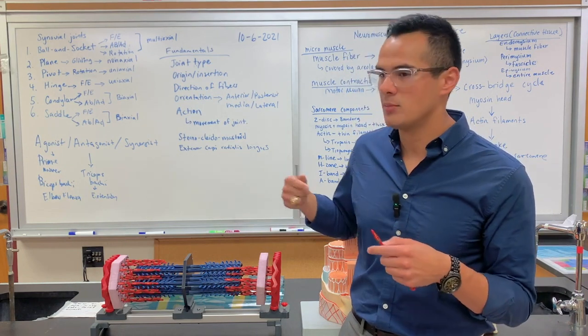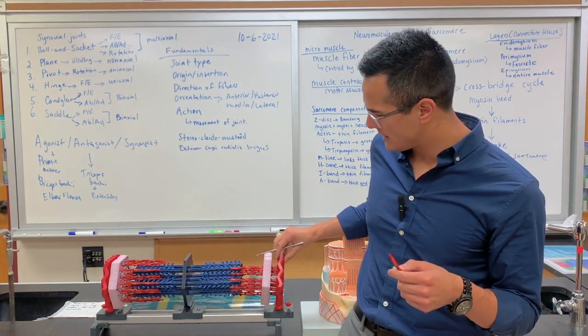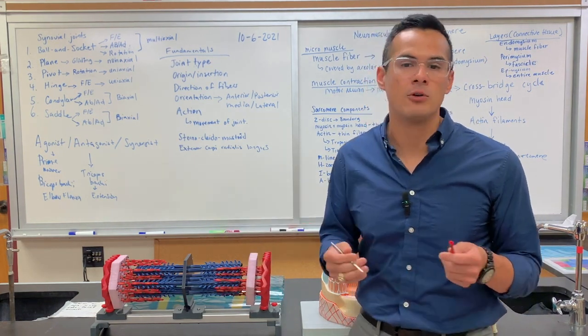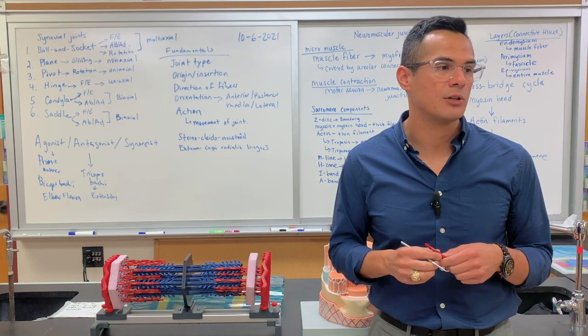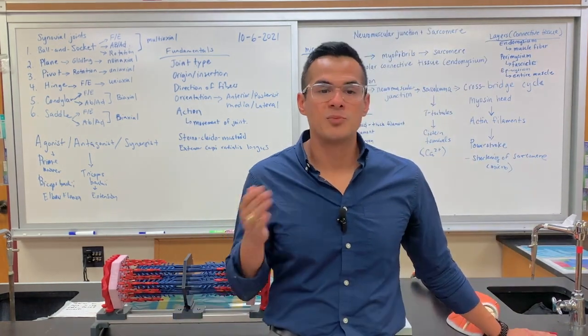So once this process is initiated, the myosin head binds to the actin, and then it brings it closer towards the M line. Therefore, we get our muscle contraction. That's the process as far as the cross-bridge cycle.